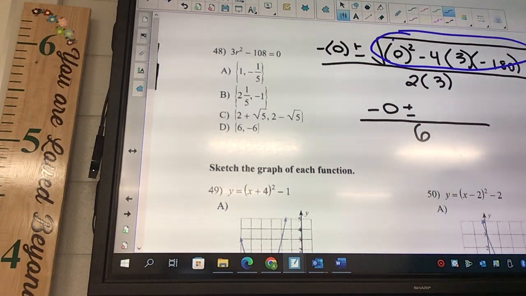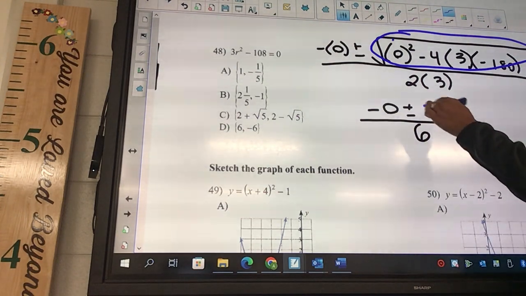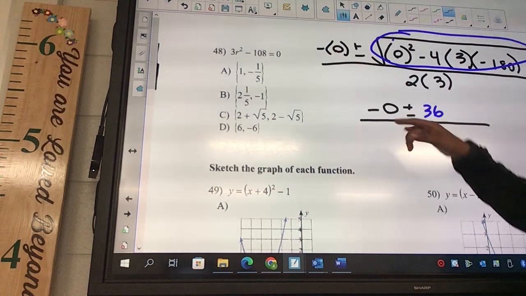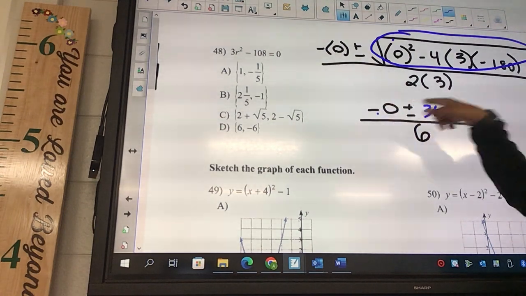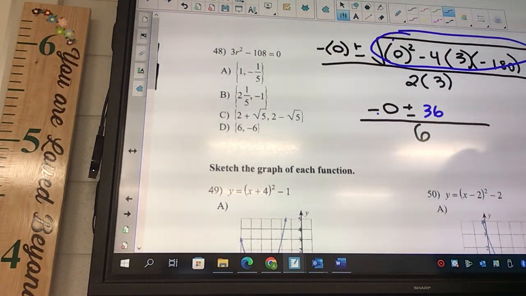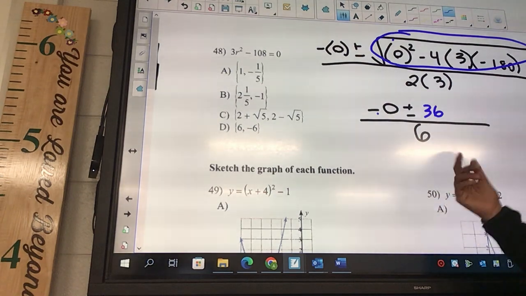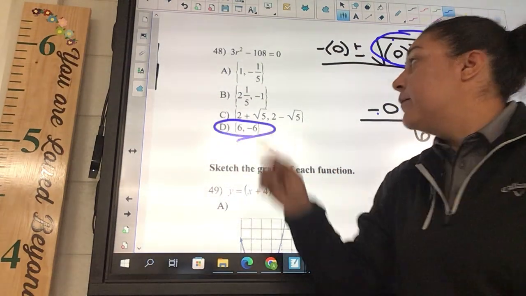36. Somebody agree with that? Okay. So, and then we got to do it twice. What is 0 plus 36 divided by 6? It's going to be 6 and negative 6, which is D.